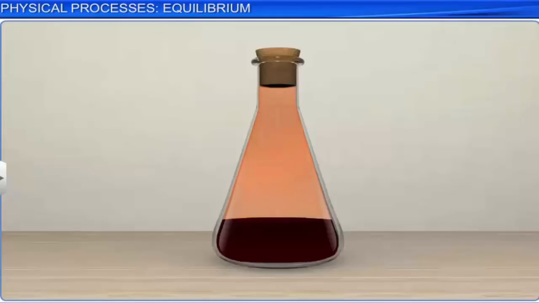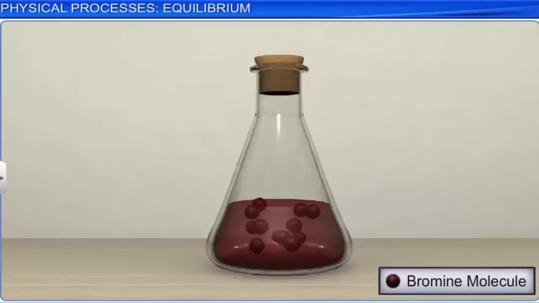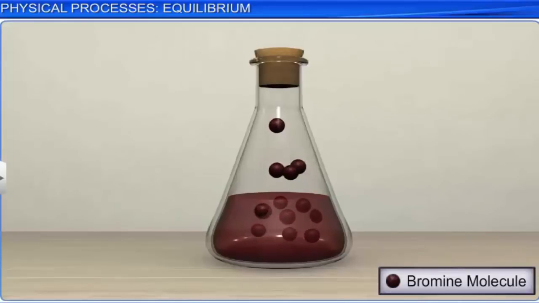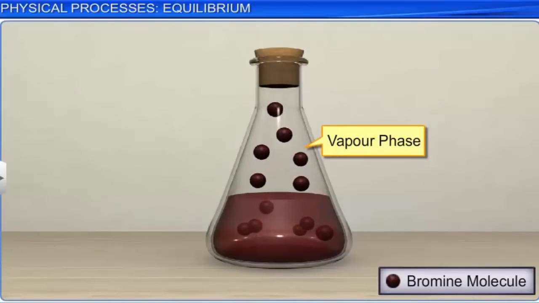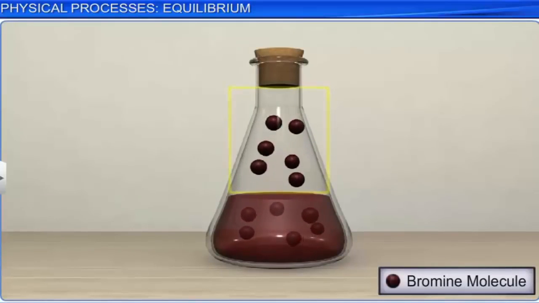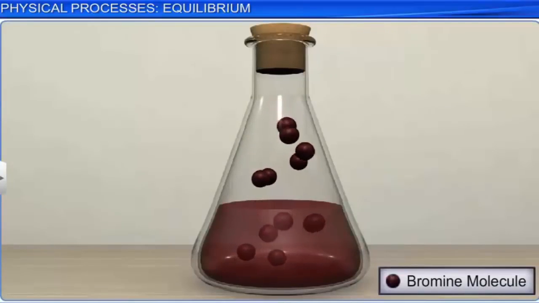How do you explain this? Here's the explanation. All the molecules in a liquid do not have the same kinetic energy. Some molecules at the surface of the liquid that possess a relatively higher kinetic energy escape from the surface into the vapor phase. When the air inside the container is saturated with vapor, the molecules in the vapor phase condense to liquid as fast as the liquid evaporates.